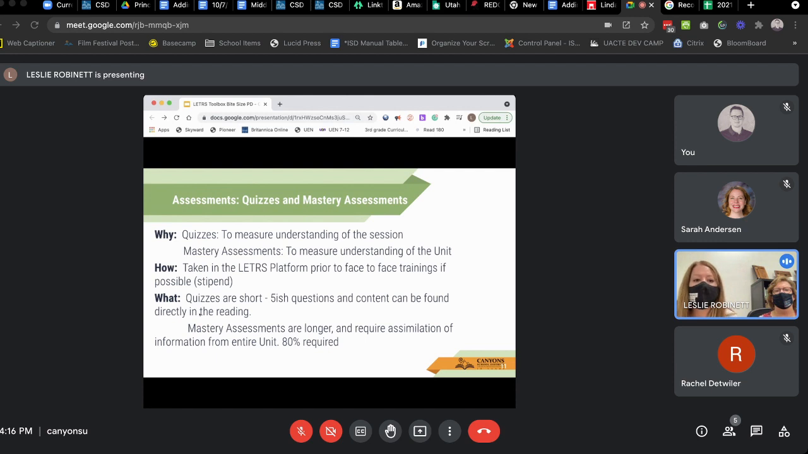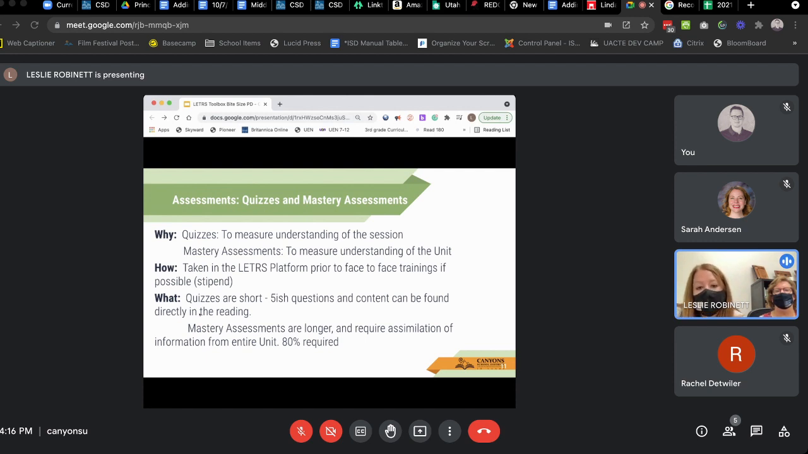And we just did one with a few other coaches so that we kind of did it in a PLC. One person took it and we walked through so that we could get the right answer. And then if we'd missed anything, the second person could try it so that we all got our 100%. So that's what the mastery assessment is.